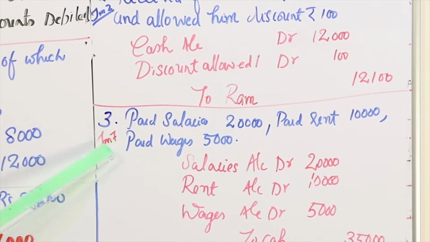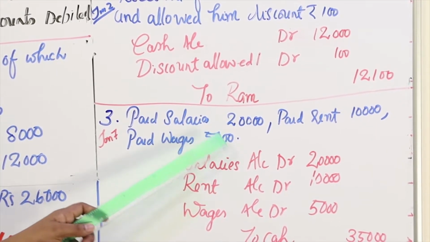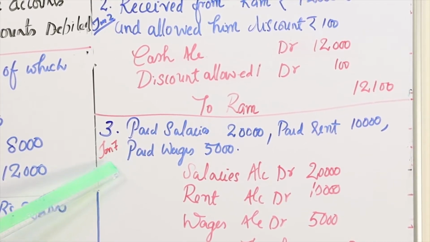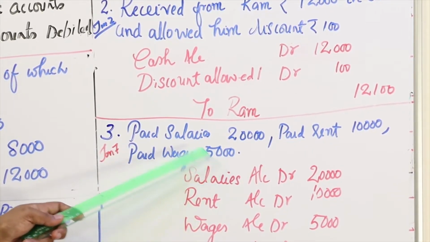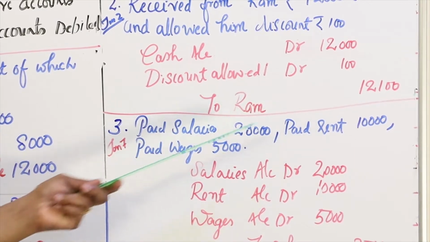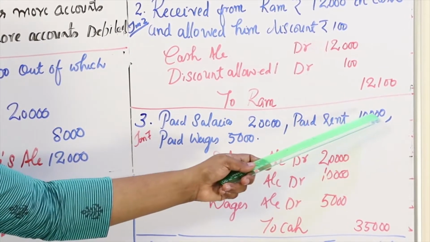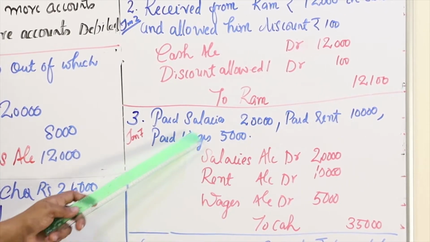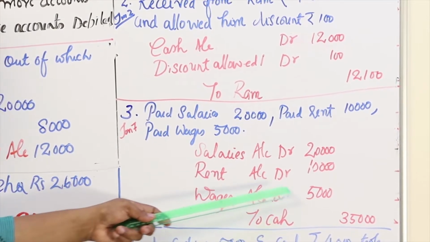Okay. On Jan 7th, paid salaries rupees 20,000, paid rent rupees 10,000, paid wages rupees 5,000. All these three transactions happened on January 7th. So we can write a compound entry for this, because in all these three cases cash is going out: paid salary, paid rent, paid wages. So we have to credit the total of these three transactions: cash 20,000 plus 10,000 plus 5,000, 35,000. Then salaries account debit, rent account debit, wages account debit, to cash.